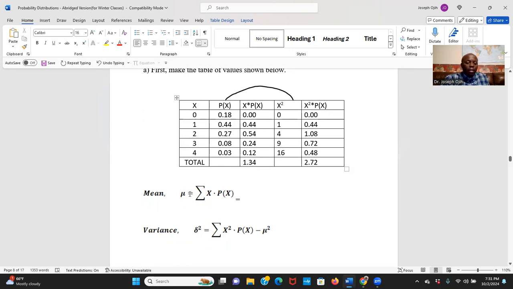So now the mean equals the sum of X times PX. Look at X times PX, these are this one right here. 1.34 is the mean. So that means the average is 1.34.